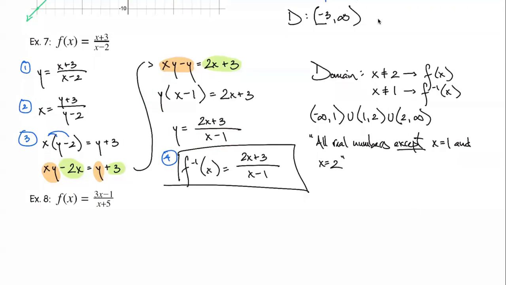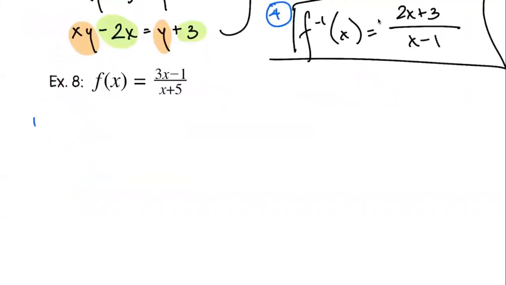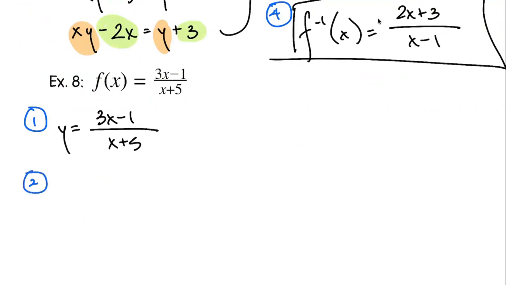So let's try those steps for example number 8. Step 1, y equals 3x minus 1 over x plus 5. Step 2, switch all of the x's and y's. X equals 3y minus 1 over y plus 5.